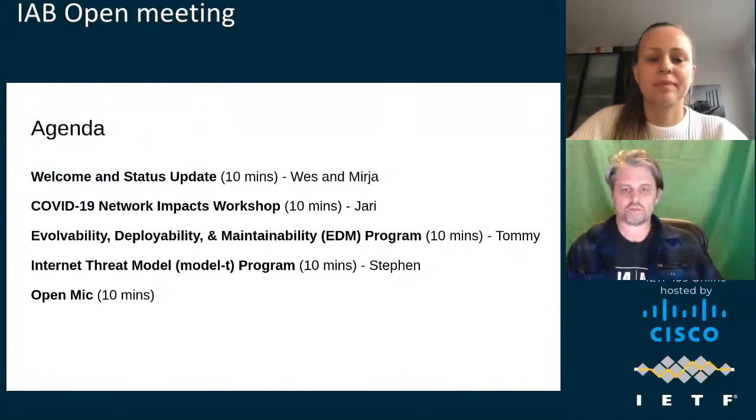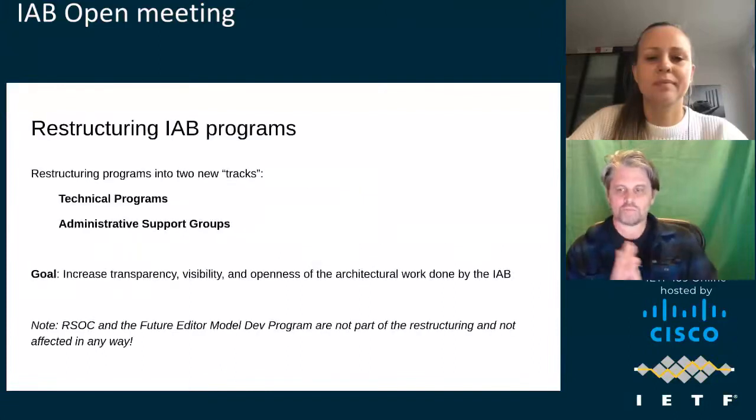So the agenda today, we're going to do the welcome and updates. We've just done a good percentage of that. Then we're going to talk about the COVID-19 Network Impacts workshop, and that was held last week, I think, if I have my timing right. We'll talk about the two technical programs that we have up and running, which are the EDM program and then the Model T. The first being Evolvability, Deployability, and Maintainability program, and Tommy will talk about that. And then the Internet Threat Model program, Stephen will talk about that. And then, of course, there'll be an open mic at the end where we hope to hear your comments. Miriam, you're going to talk about restructuring the IAB programs.